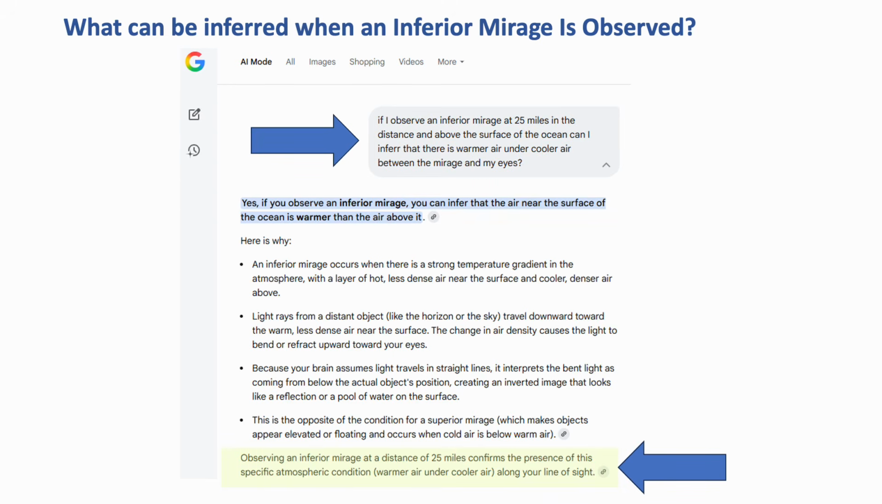Can I really infer there's warm air under cooler air along the line of sight between my camera and the inferior mirage? So I asked Google AI the same question. See the answer down in the yellow highlighted area below. It says, observing an inferior mirage at a distance of 25 miles, that's just an example, confirms the presence of this specific atmospheric condition, warmer air under cooler air, along your line of sight. This is just what you see is what you get.